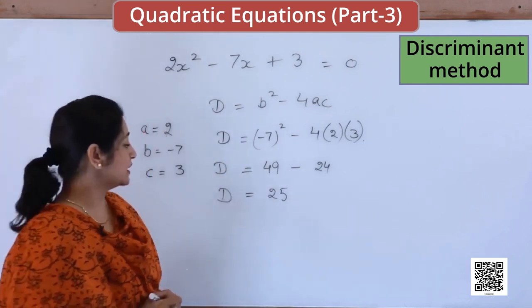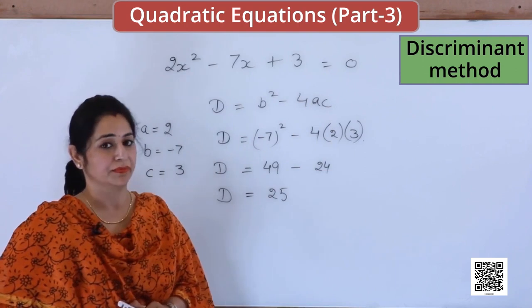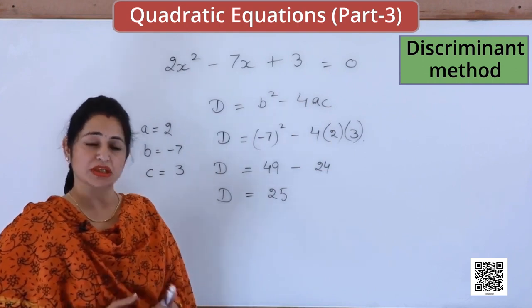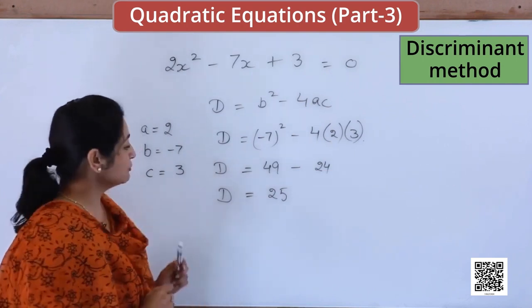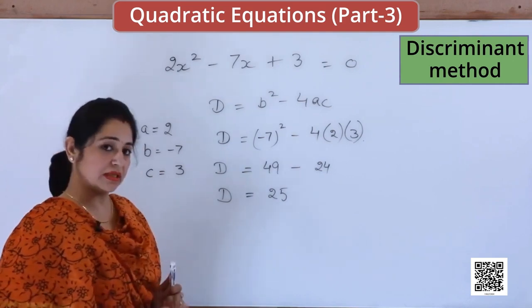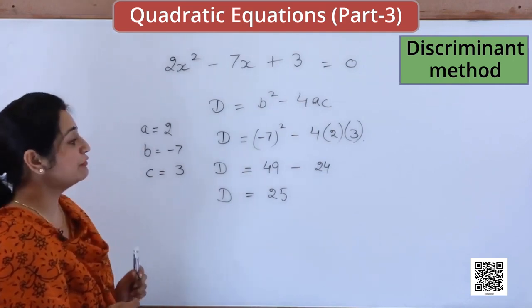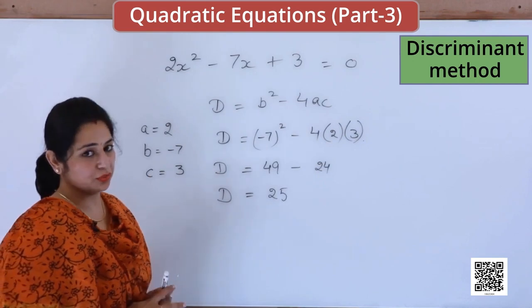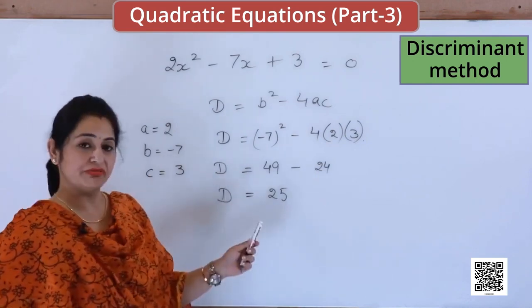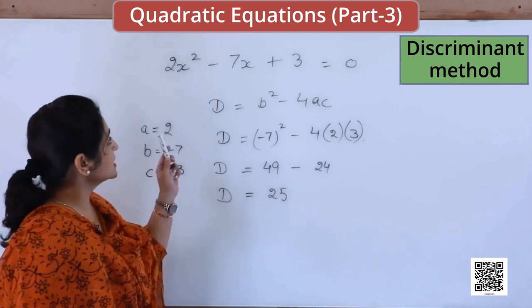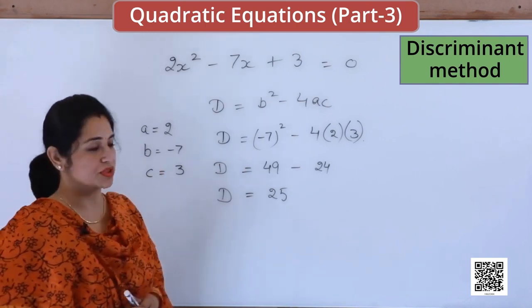Now, there is one rule that if the discriminant is a whole number, we all know whole numbers are the positive numbers or 0. So, if the discriminant is 0 or greater than 0, that is a positive number, then we will get two real roots of the equation. Now, here discriminant is 25, which is a whole number. So, this equation will give us two real roots.